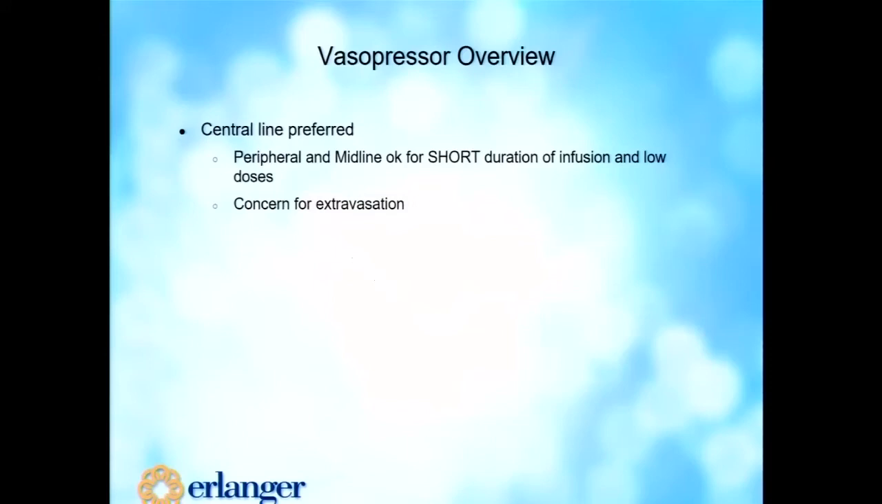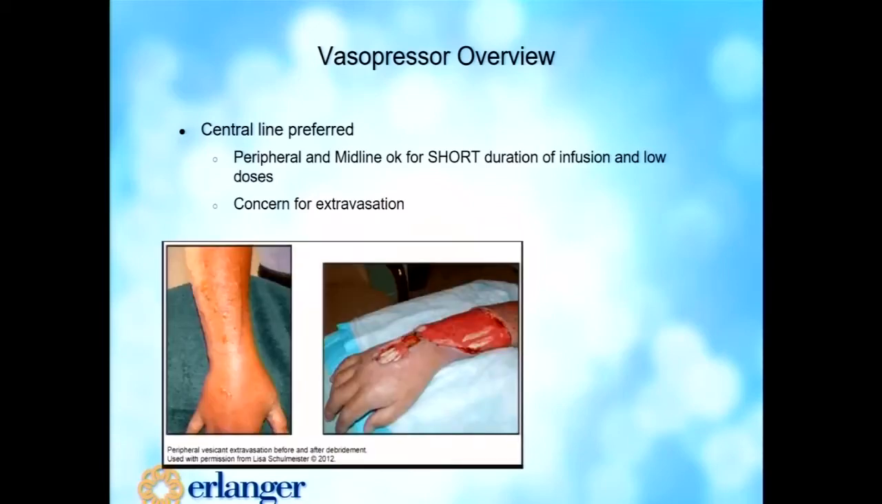So, more things that you guys care about, like central lines. These are preferred with central lines. A peripheral midline is okay if you're going to do it for a short period or while the doctors are working on getting a central line placed. But the issue comes up with extravasation, which is not fun and very ugly looking. So we don't really have a protocol for when you have to have a central line and when you don't.